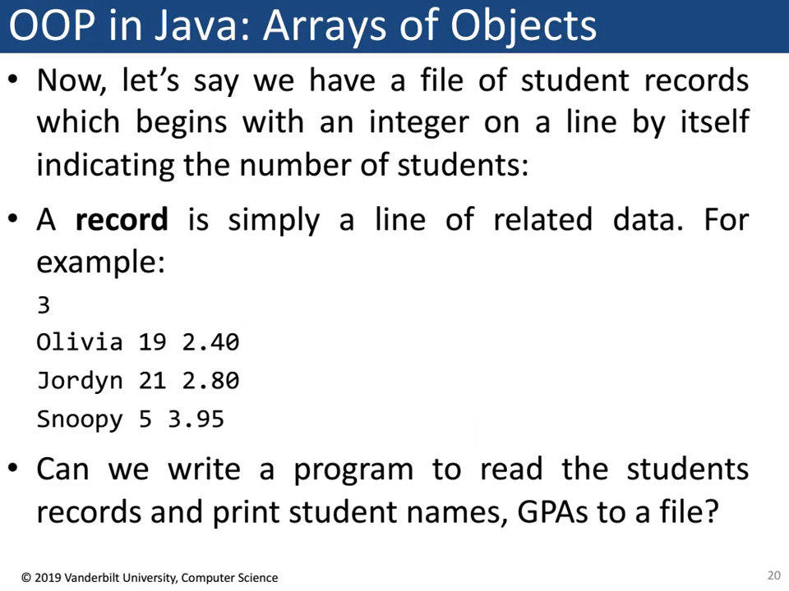So now consider the situation where we have a file of student records which begins with a single integer on a line by itself to indicate the number of students in the file, and each record is contained on a single line. So a student record would look like name, age, GPA. Can you think of a way to write a program to read the student's record and then print only the students' names and GPAs to a separate file?